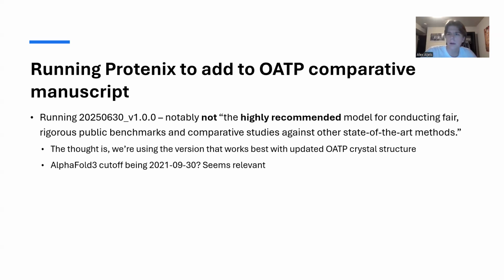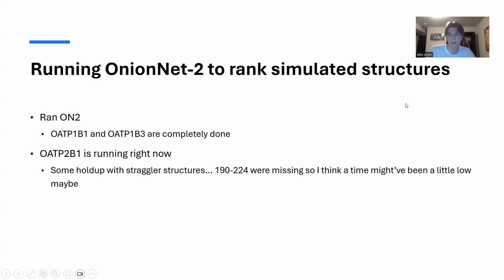done the Onion Net stuff, but I only put one graph up here on my biweekly, so now I got more. But yeah, we're running Progenics still. In Unit 2, 1B1 and 1B3 are done, finished. 2B1, there was like a hold up with some structures. And then I just didn't get around to running the Onion Net script again in time.